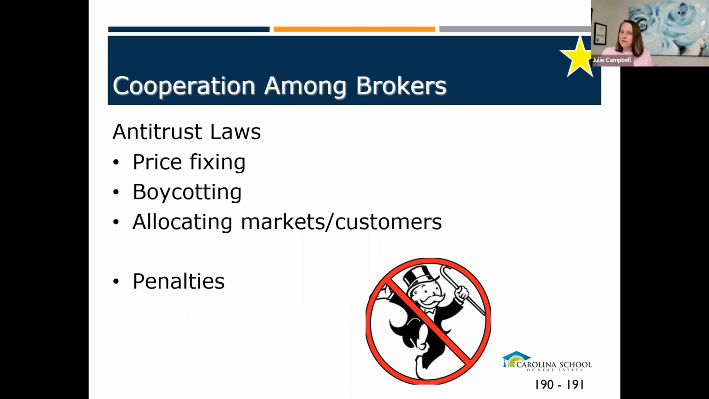Again, penalties for antitrust laws. That's the last paragraph from 191. We are looking at a $100,000 fine and possibly 3 years in prison. Questions?